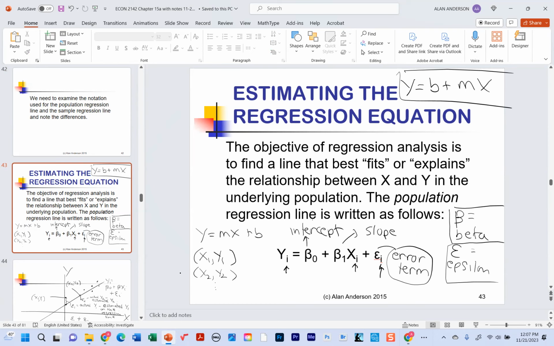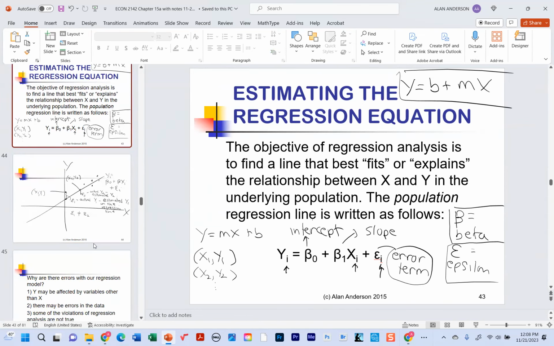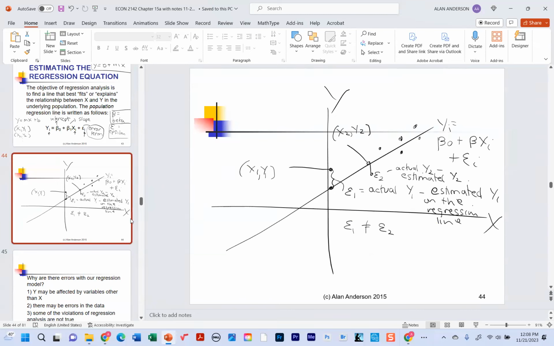Now, all of this is made necessary by the fact that our data is not all right on the regression line. Otherwise, we'd have the same situation we did with Fahrenheit and Celsius. There's no error term, there's no indexes, it's just a straight ahead function. So on the next slide, I've got a little graph here for you to look at. So this is our regression line for the population.